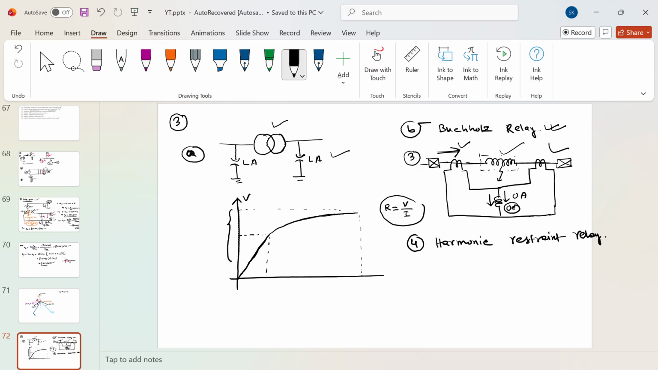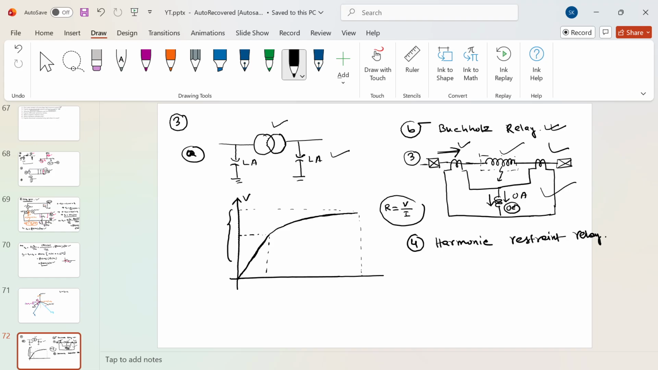But it is not a dangerous thing, it exists for a very short duration, and it is not a very critical scenario. But that high magnitude of current can be a trigger point for the overcurrent relays. It can be a trigger point for this particular differential relay also.